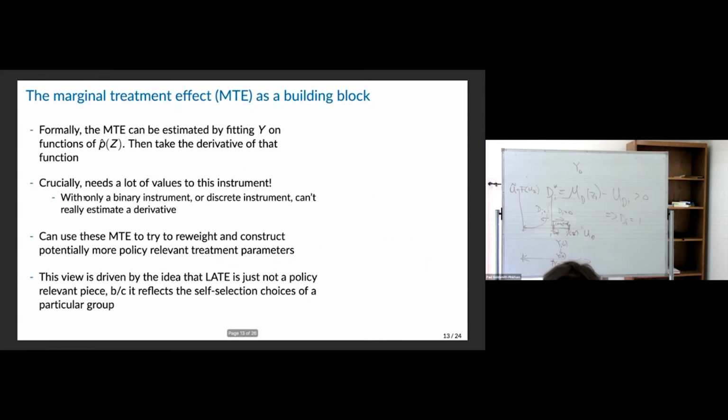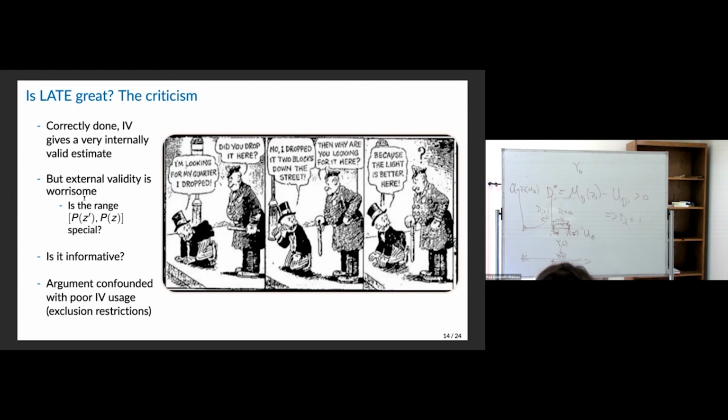So let's just pivot a little bit here. Is LATE great? I hopefully have made it clear that IV can be really good if it's done correctly. It gives a very internally valid estimate of what's going on, and that's good. You want to have things that are true. Something that's internally valid is better than something that's not. The concern people have is that external validity is worrisome.